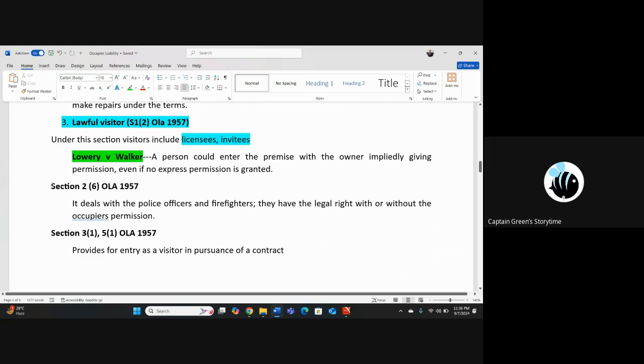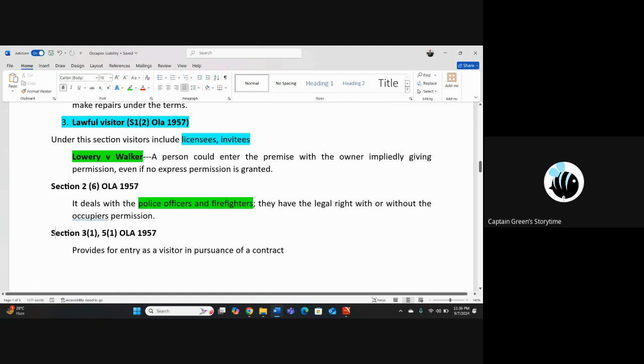Moving on to section 2 subsection 6 of OLA 1957, it deals with police officers and firefighters. Basically, this states that the category of police officers and firefighters should be regarded as lawful visitors because they have the legal right to enter the occupier's premises with or without permission. Thus, they would be regarded as lawful visitors under section 2 subsection 6 of OLA 1957.